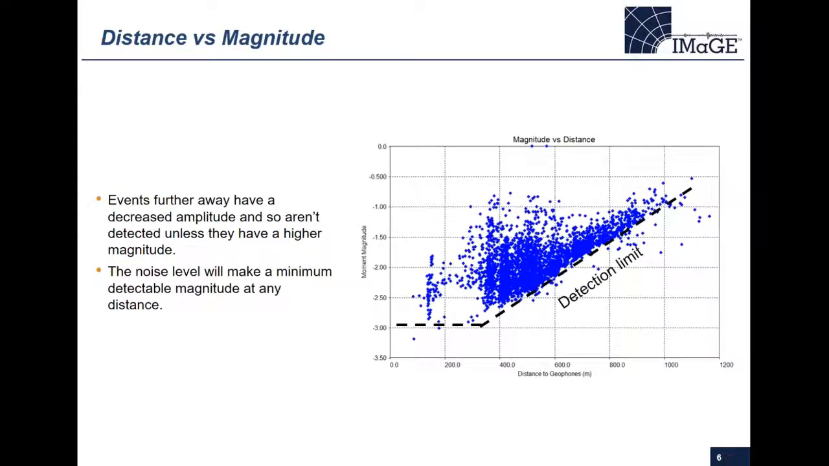This is one of our first plots to look at when trying to look at our detection limit. Basically, our detection limit is this line here, where we can see smaller magnitude events at smaller distances. So this is distance versus magnitude, and as you get further away, you can only see the higher magnitude events. At some certain distance, there would just be a minimum magnitude that's detectable, and this is due to sources of noise that are always going to overcome no matter how close you are.